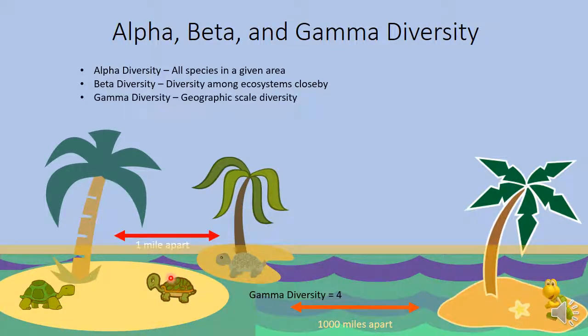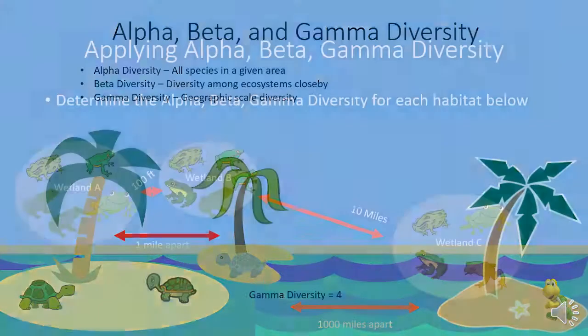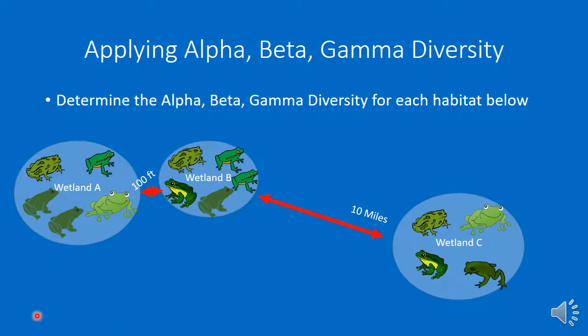And this is geographic scale diversity. So, all across the state or all across the country, we've got this gamma diversity, right? So in our scenario here, gamma diversity would equal 4 because we got these 4 different kinds of turtles. And this is species diversity is what we're using in this case. So now let's do a little applying this, right? So we've got these 3 wetlands with frogs. And if the frog looks different, it's a different species. So we want to determine the alpha, beta, and gamma diversity in the habitats below.